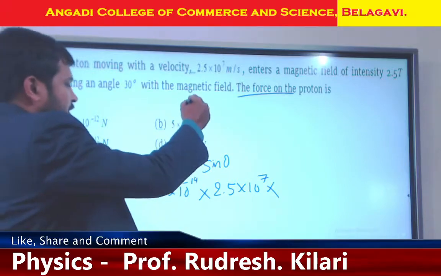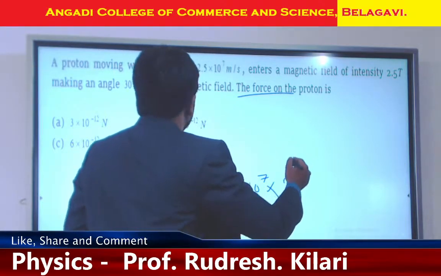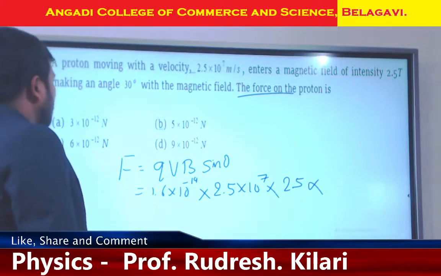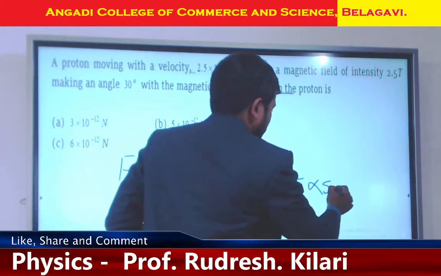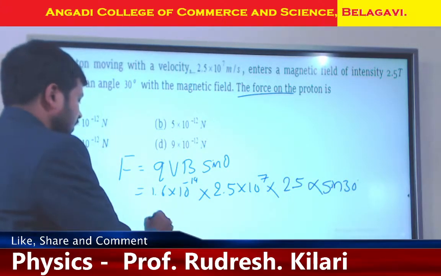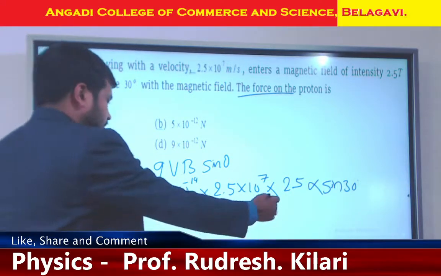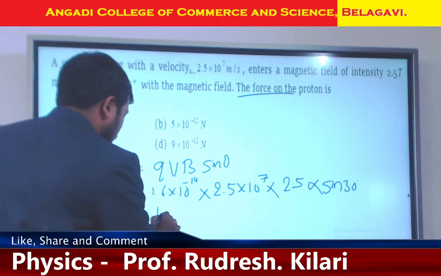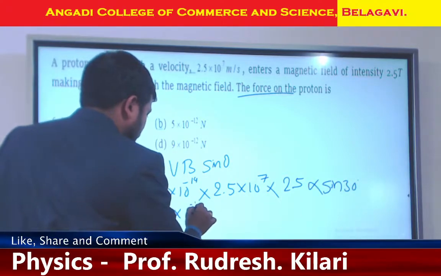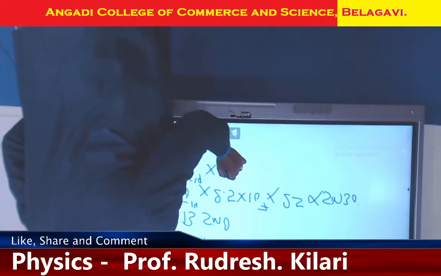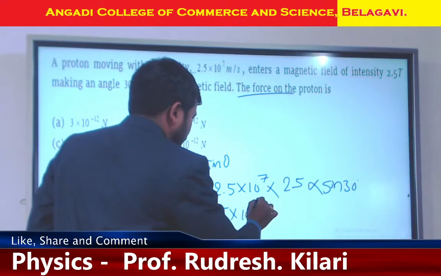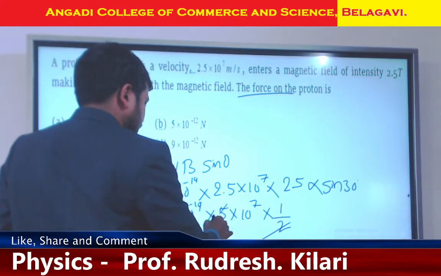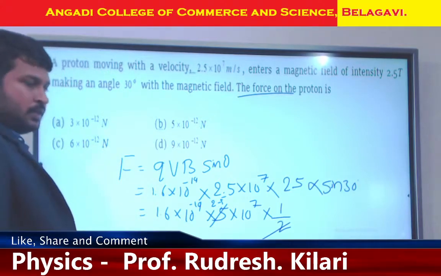What is the magnetic field? That is 2.5 Tesla. Again, what is the angle? The angle is sin 30. Now the simplification of this one. 2.5 times 2.5, multiplying, we get 5. So 1.6 × 10^-19 into 5 × 10^7 divided by 2. Dividing, here again we get 2.5. Multiply this.